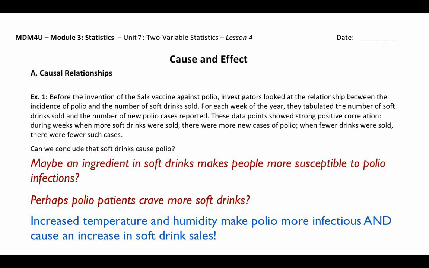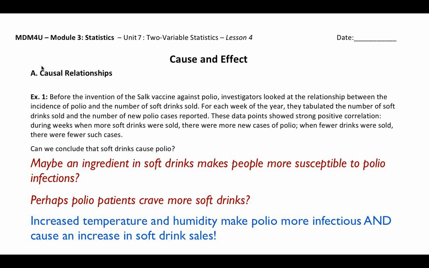But it turns out that increased temperature and humidity make polio more infectious. The reason is that when you're in an environment with increased humidity, you make less mucus in the mucous membranes in your nose and your nasal passages. So increased temperature and humidity make polio more infectious because you don't have as much mucus to trap the virus. But also, very humid and hot days make people purchase more soda, because they find it more refreshing. So in fact, it's a third thing that's completely separate from these two that causes both of them.